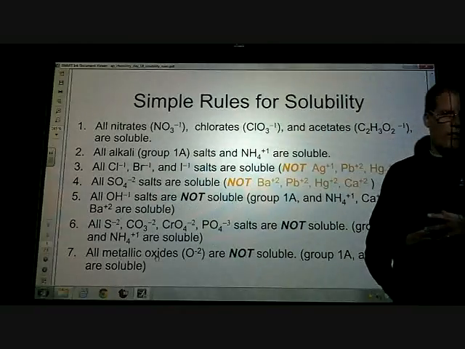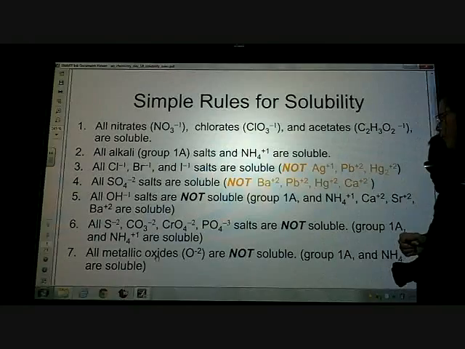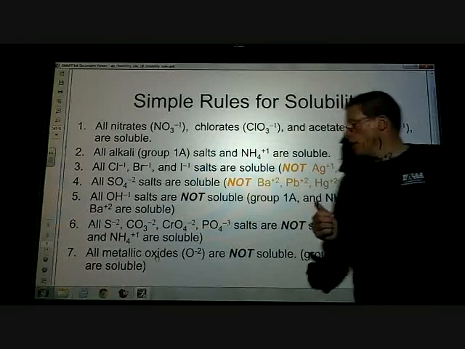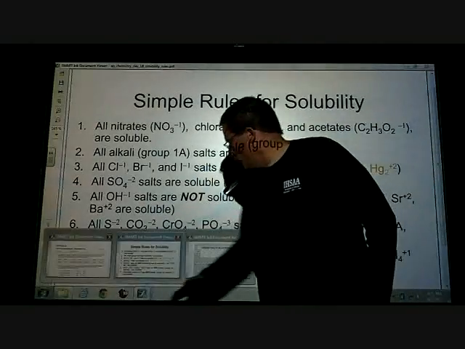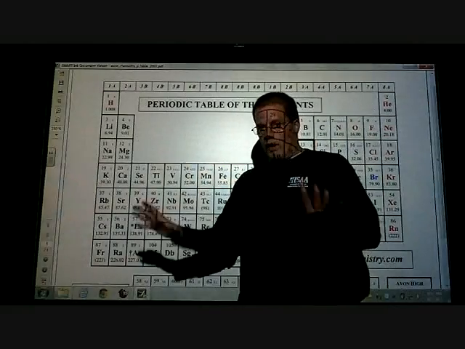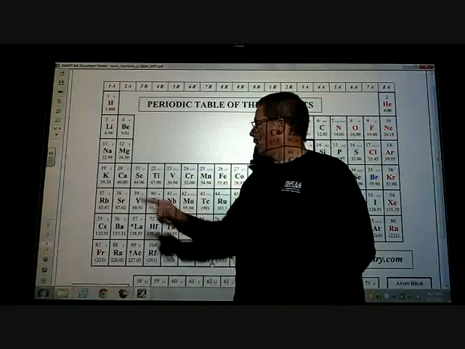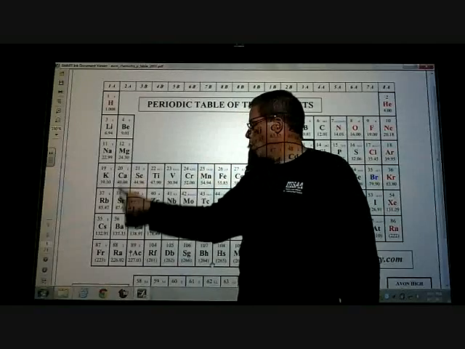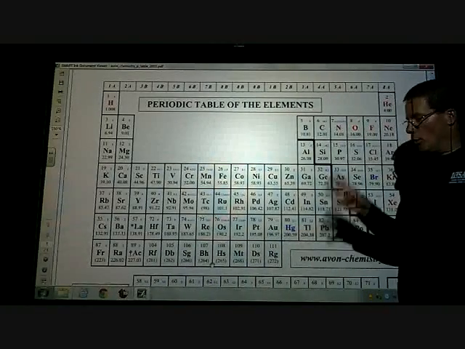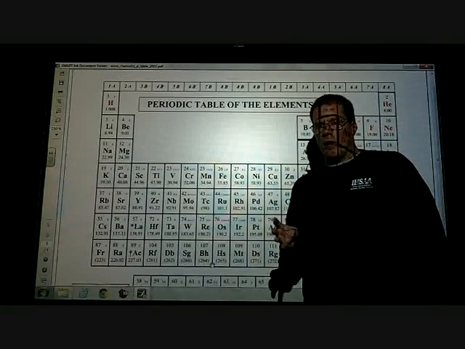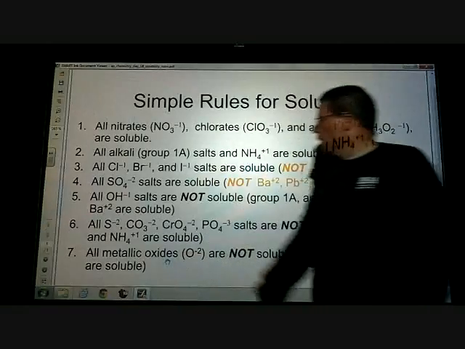Number 4, all sulfates are soluble except with cold beer and Pizza Hut. Now, this was a statement given to me from a student, and they're not actually in the order of cold beer and Pizza Hut. But when you look on the periodic table, all sulfates, SO4, when they come in contact with a metal, will remain soluble, except with calcium and barium. There's your cold beer, and then your Pizza Hut is your lead and your mercury. So those are the only 4 metals that when they come in contact with sulfate actually come together and form a solid. So that's what that rule is stating.